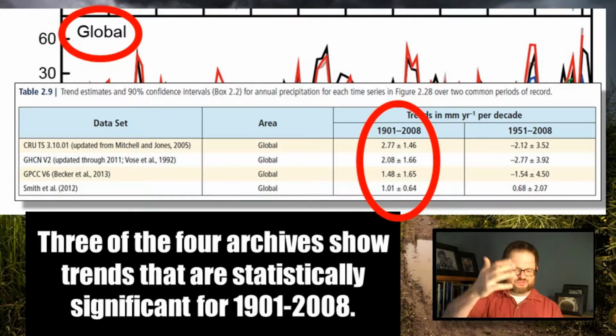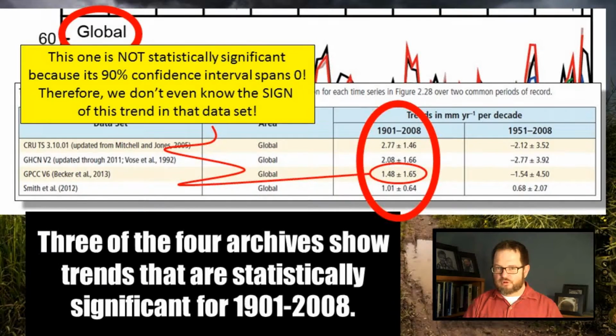In other words, it could be as little as whatever the minus and as much as the plus, with 90% probability. So that first one there is statistically significant. What does that mean? Statistically significant means we can prove, with a scientific method, hypothesis testing, that there is a positive trend in the amount of precipitation that's happening in that data set. Okay? And we can tell that because, look at the third one there.